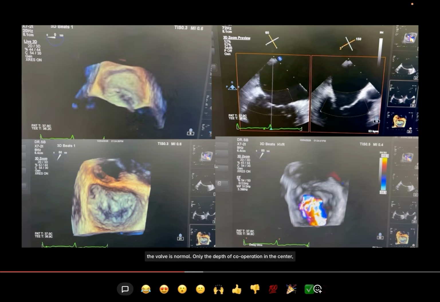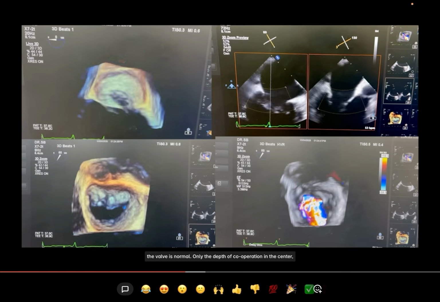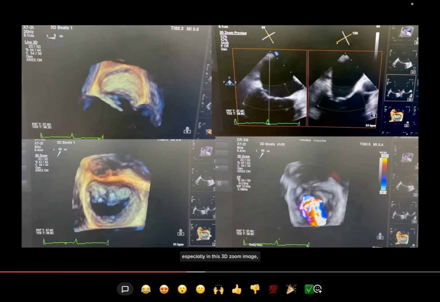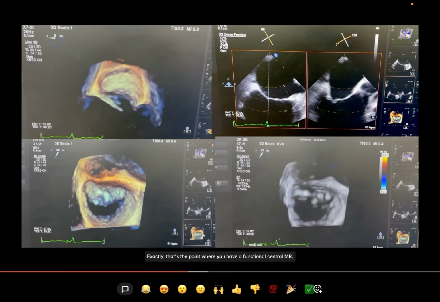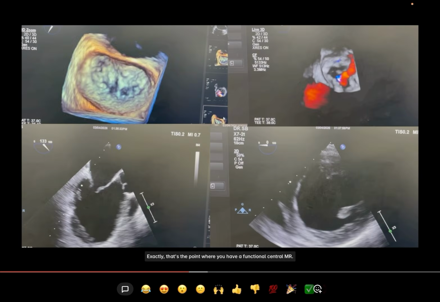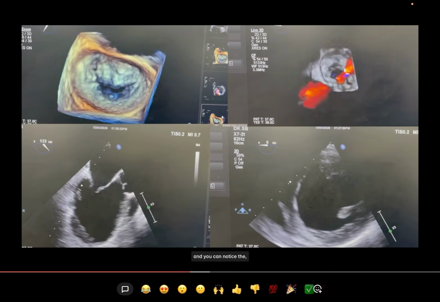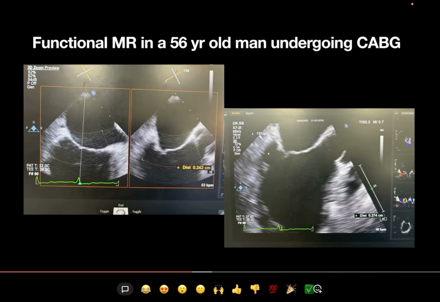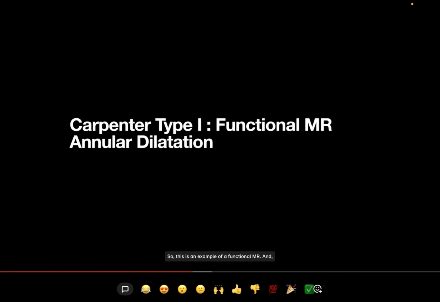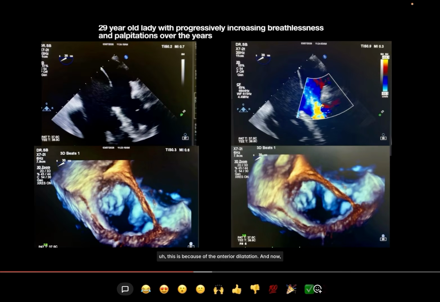So the valve is normal. Only the depth of cooptation in the center, especially in this 3D zoom image, you can see the depth of cooptation in the center is less, and exactly that's the point where you have a functional central MR. And you can notice on the 2D, the cooptation length is very short. So this is an example of a functional MR, and this is because of the annular dilatation.